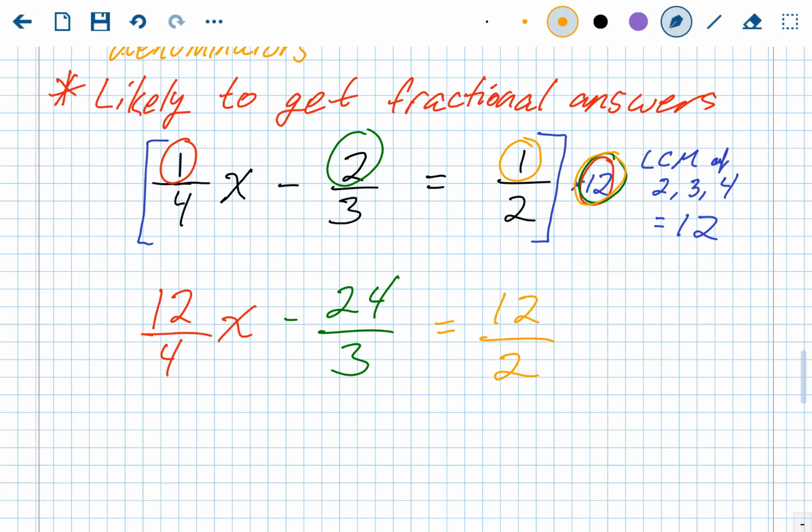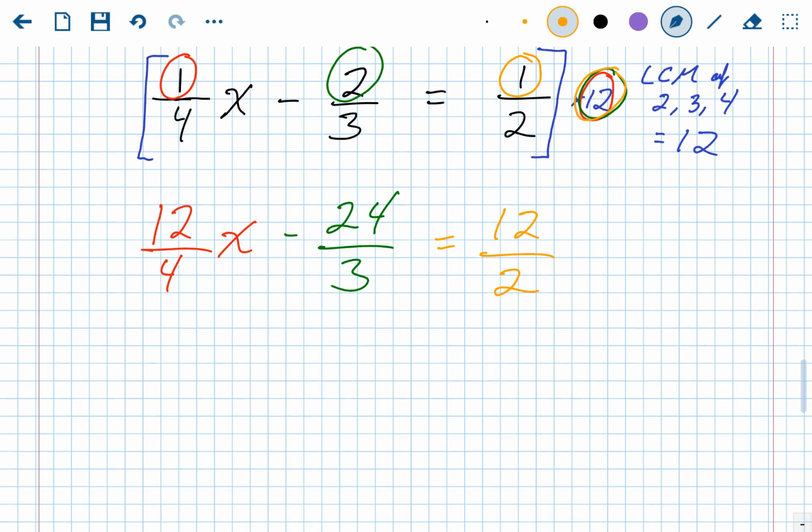Now again, this doesn't look easier, but it is, because if you pick the correct least common multiple, all of these values are going to simplify into whole numbers. So if you look at these, really what we have is 12 over 4. 12 divided by 4. Remember, fractions are just division. So 12 over 4 is just 3x. Okay. 24 over 3. 24 divided by 3 is 8. And 12 over 2, 12 divided by 2 is 6.